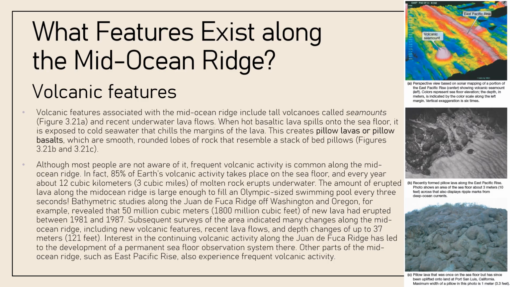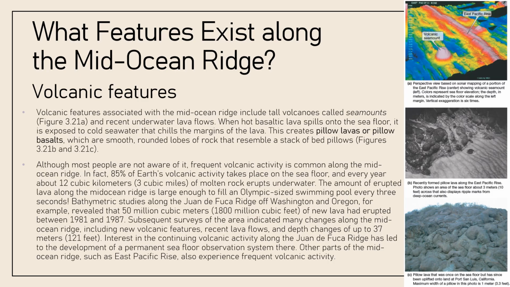So, and again, we have the pillow lava flows along the East Pacific Rise, where the lava comes in contact with the water and solidifies. And in figure C, we have the pillow lava that was once on the bottom of the sea floor and has now been uplifted onto the land. And this figure is from California.